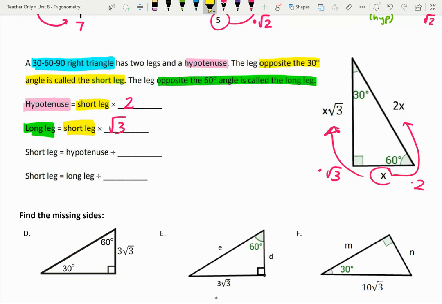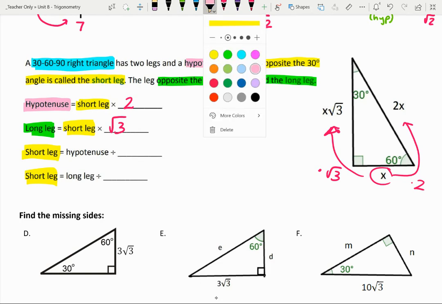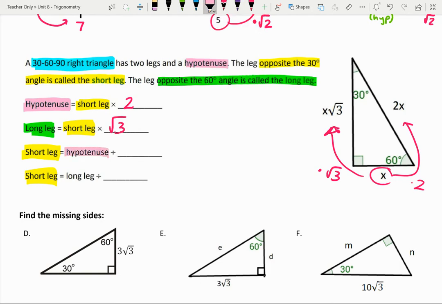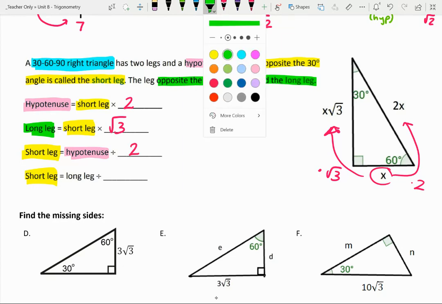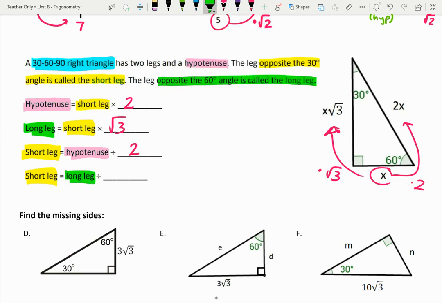Now, if I don't have the length of the short leg, I want the length of the short leg, I can use either the hypotenuse or the long leg. If I know the length of the hypotenuse, I'm going to simply work in reverse here, go from the hypotenuse to the short leg by dividing by 2, or I can go from the length of the long leg to the length of the short leg by dividing by the square root of 3.